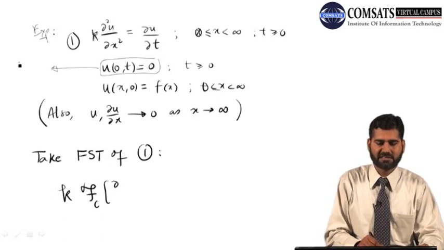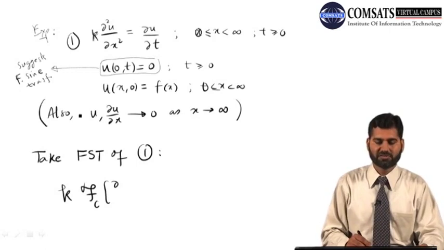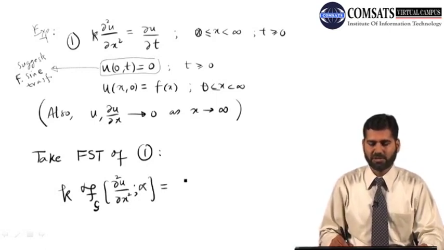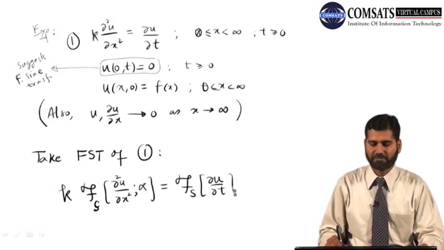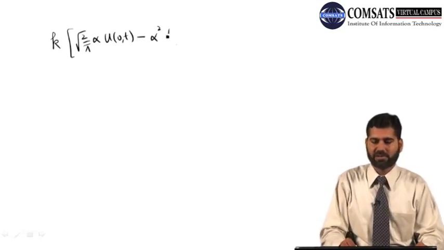Right? This suggests the Fourier sine transform. So from here we said if I take the Fourier sine transform, the Fourier sine transform of partial 2u by partial x square with respect to alpha is equal to the Fourier sine transform of partial u by partial t. This Fourier sine transform of the second derivative, if you recall, was square root of 2 by pi alpha u at 0t and minus alpha square times the Fourier sine transform of u.